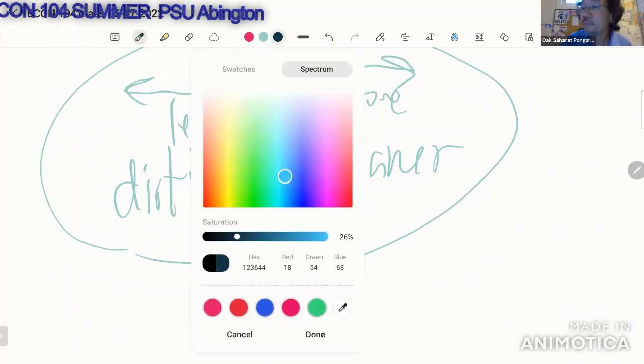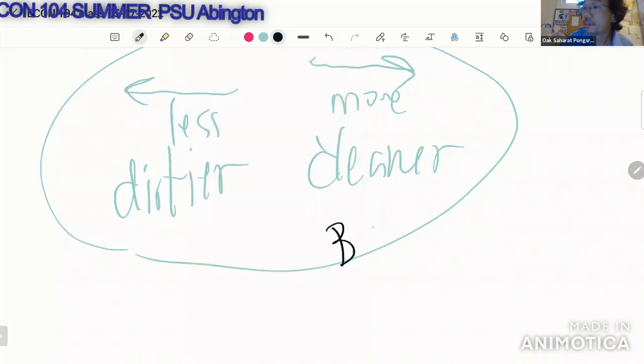Do this in black now. Black, dude. Black.